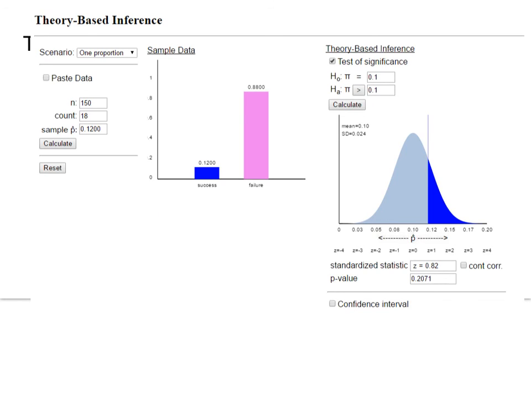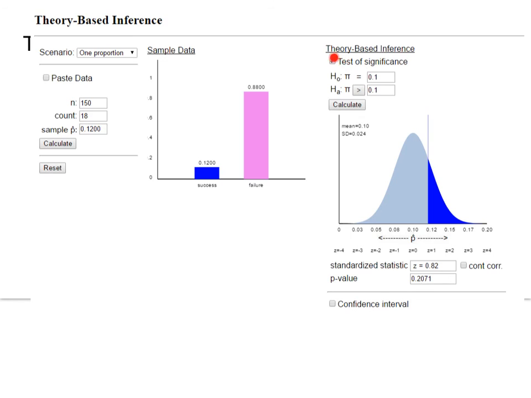So using this Rossman Chance applet, that's the link that I provided for you. There's this drop-down menu here, and we're going to use this often over the next couple of weeks. You want to do the drop-down because this is about a single proportion. You want to do one proportion. That's the default, at least it always has been. And then you're going to type in your N, which was 150, type in the count of left-handers, which was 18, and you can calculate it, and that'll give you the sample proportion. Of course, we knew all that.